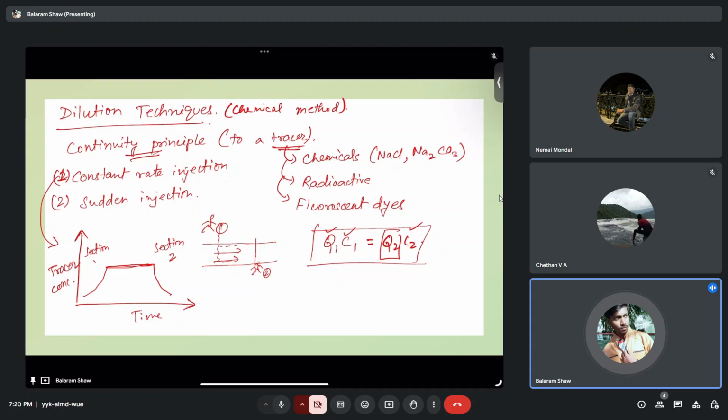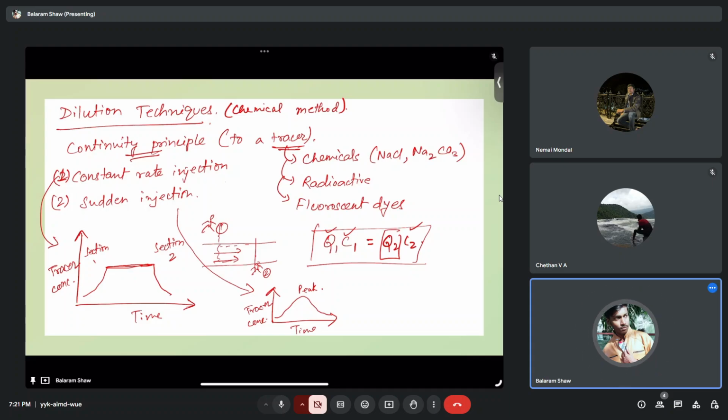And in sudden injection, what happens? If you do the same plot again with tracer concentration on the y-axis and time on the x-axis, you will see one peak kind of thing, and then again it will decrease. So here we'll have a peak because of the sudden injection. Okay, and here also, using the continuity principle, we can get the discharge at the second section.